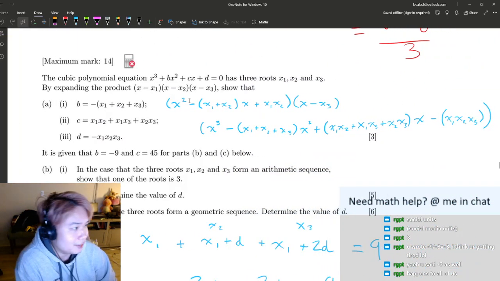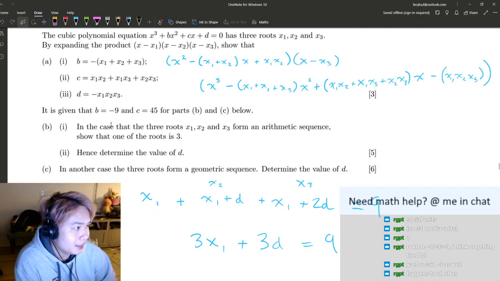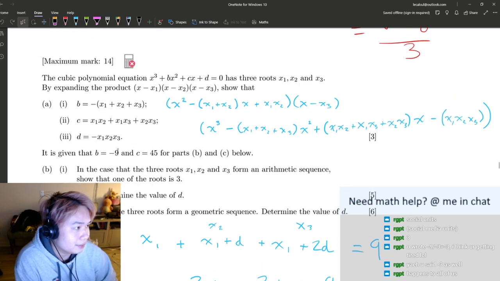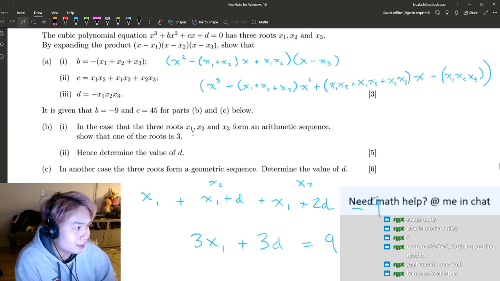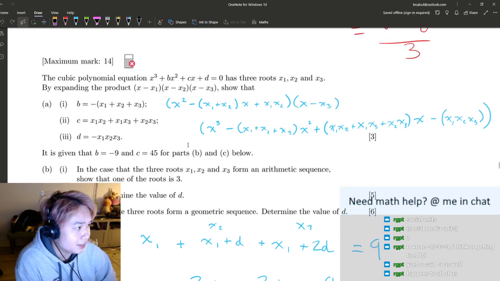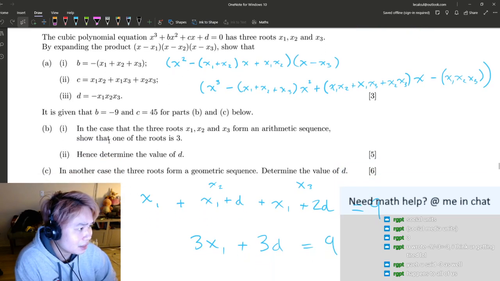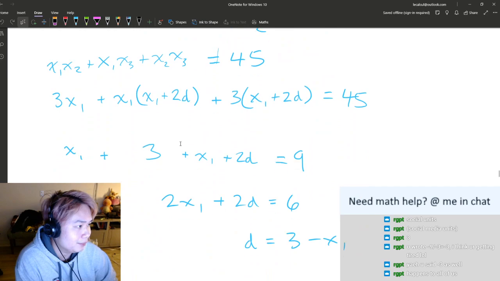So here's this question, right? You have a cubic and then it has roots x1, x2, x3. And then basically, if you know like b is -9 and c is 45, and you know that the roots follow an arithmetic sequence, you can find out one of the roots is 3. And then from there you can find out the constant in the cubic. So you're using like the Vieta formulas, but I got stuck really hard.